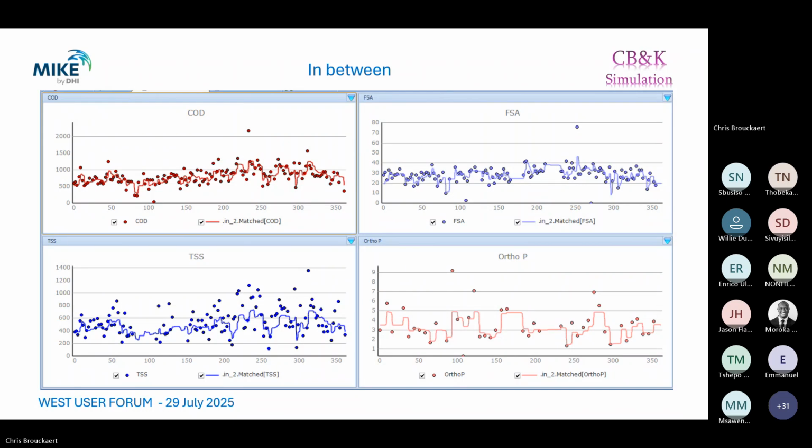So the point then is that this gives the ability of the modeler, the user, to exercise his judgment in determining what is the best representation of the influent.